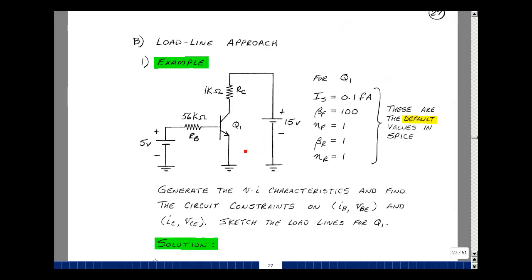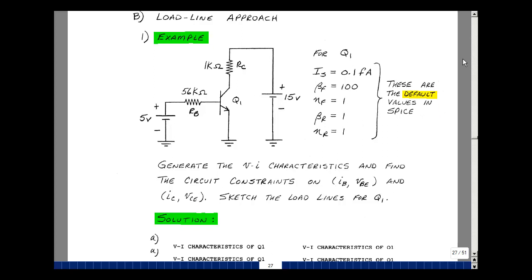Let's solve the same problem using a load line approach. Since we're given the SPICE parameters, let's generate the VI characteristics of the transistor. In other words, the base emitter voltage versus the base current, and the collector emitter voltage versus the collector current. And we can use the load lines on top of those pictures to figure out the operating point.